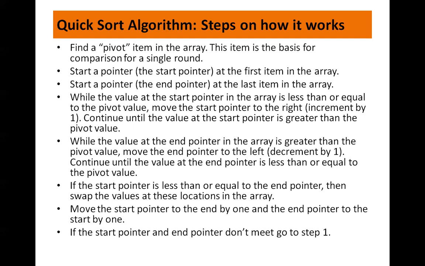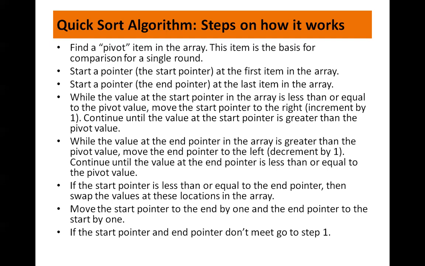Similarly, while the value at the end pointer in the array is greater than the pivot value, move the end pointer to the left, that is, decrement by 1. Why? Because the end pointer is always pointing to the end of the array, so you need to decrement it so that it moves by 1 step. Continue until the value at the end pointer is less than or equal to the pivot value. So the simple condition to remember: while the start pointer value is less than the pivot, the start pointer will increment. While the end pointer value is greater than the pivot, the end pointer will decrement. If it is at the nth position, it will move to the n minus 1 position.